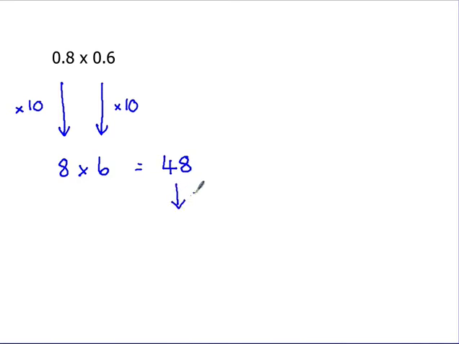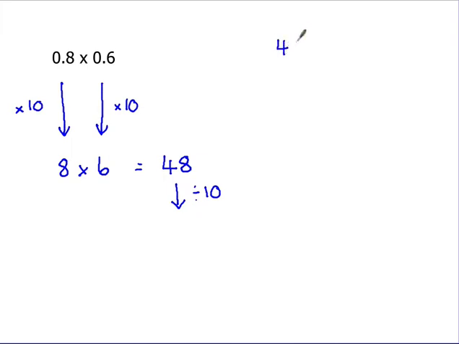Okay, so here we've got 2 decimals, and I'm going to turn this into 8 times 6. To do that here, I've had to times the 0.8 by 10, and I've also had to times the 0.6 by 10. So I can work out 8 times 6 is 48. So now from there, I've just got to get rid of these 2 times 10s by doing the opposite. So I'm going to divide it by 10.